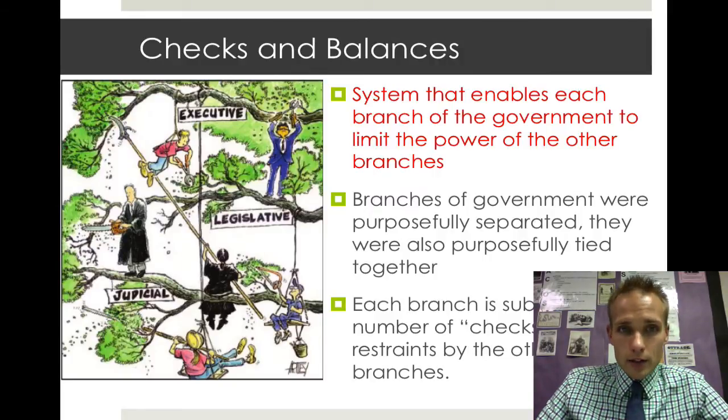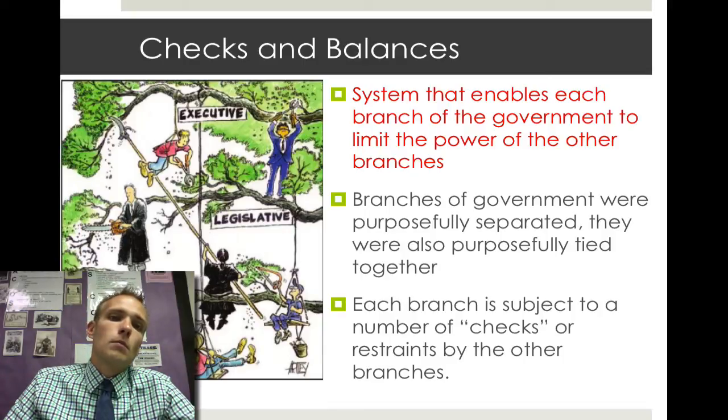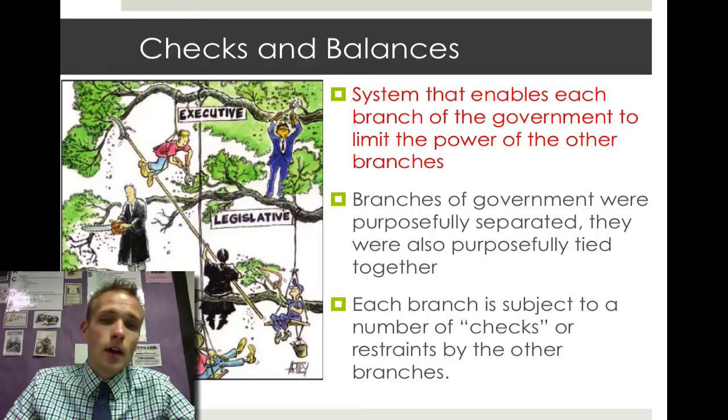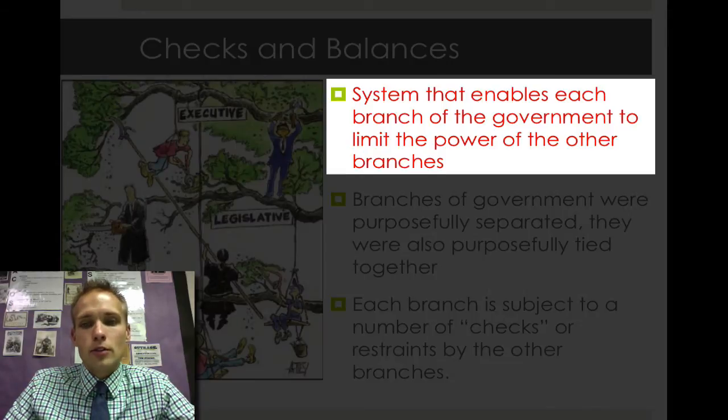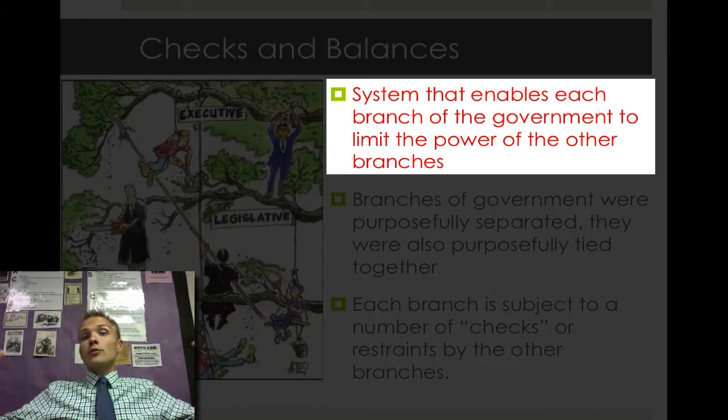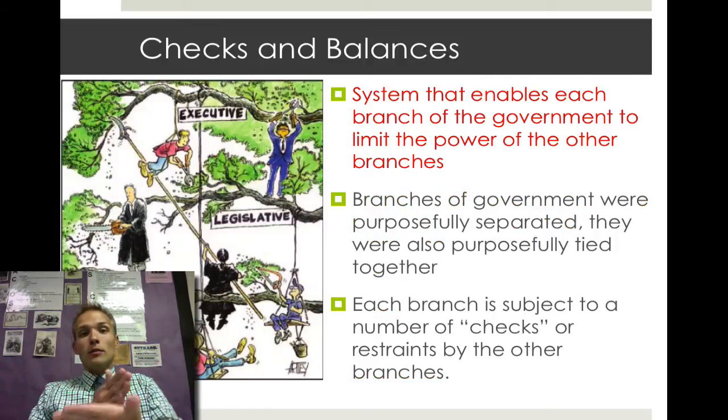The next principle dealing with limited government is checks and balances. So this definition is in red. It's a system that enables each branch of government to limit the power of the other branches. While the Founding Fathers purposefully split apart the powers of government, they also loosely tied them together, as you see in this little cartoon over here.